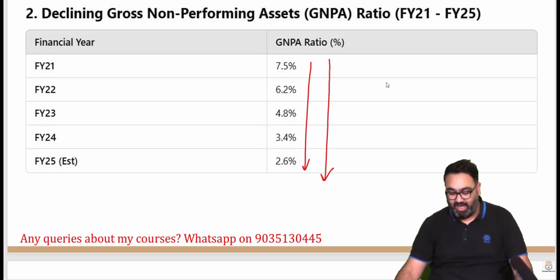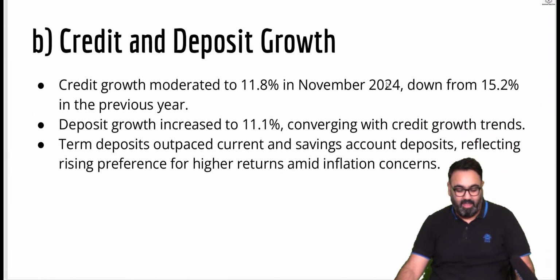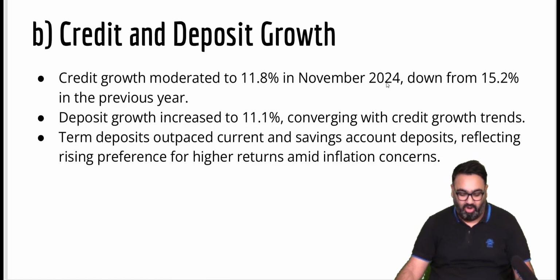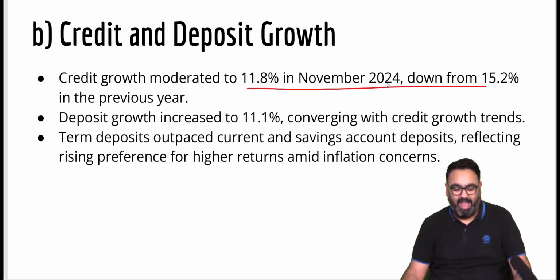So these are the kind of things. Rather than trying to remember the exact number, exact data, you can just remember the pattern. Is it increasing or decreasing? What about the credit growth? Credit growth has moderated. 11.8% means how much loans are being given. As compared to last year, the growth is low, but it is still growing.